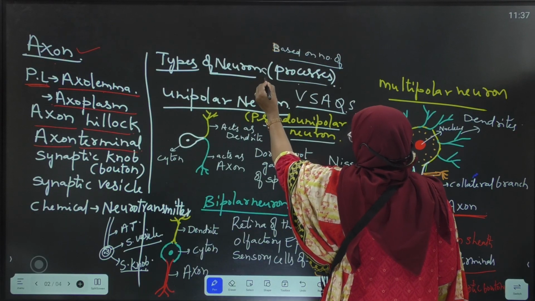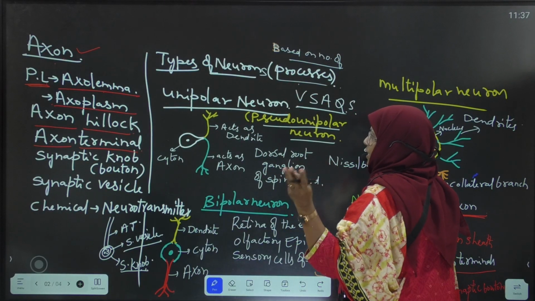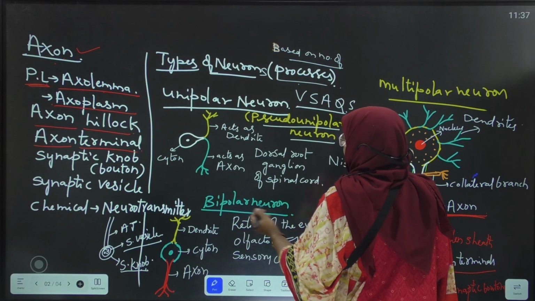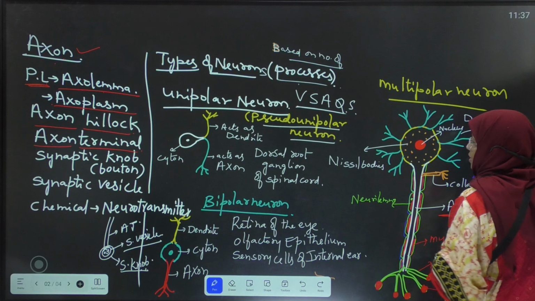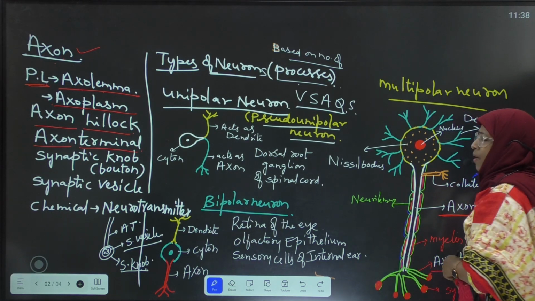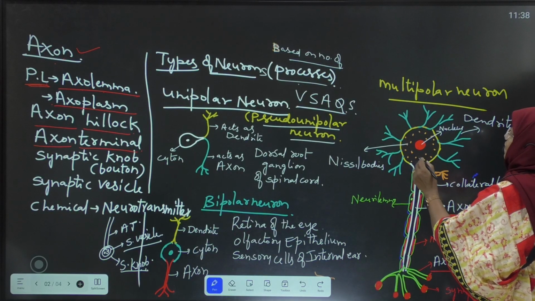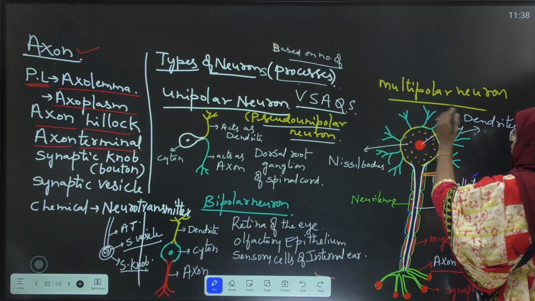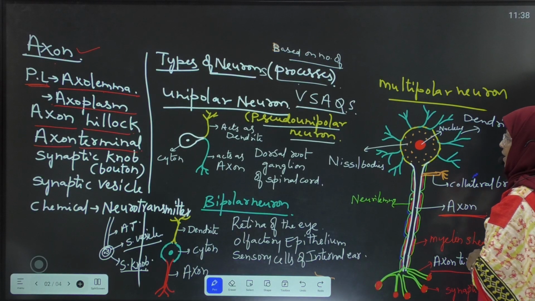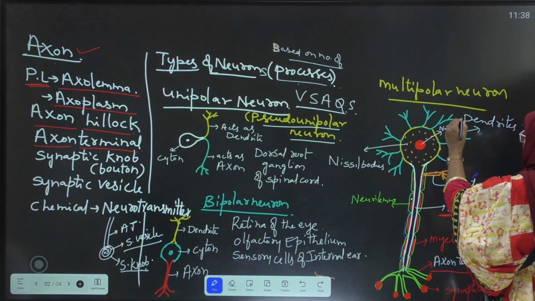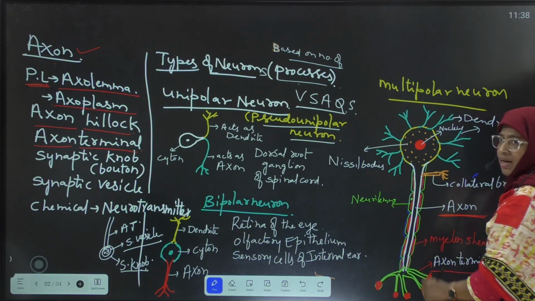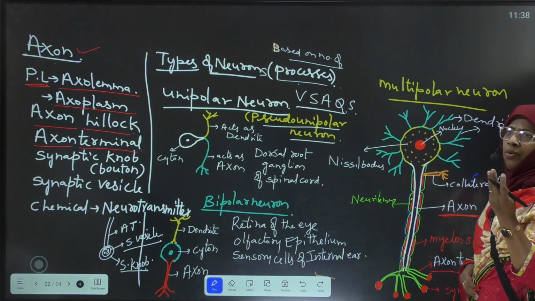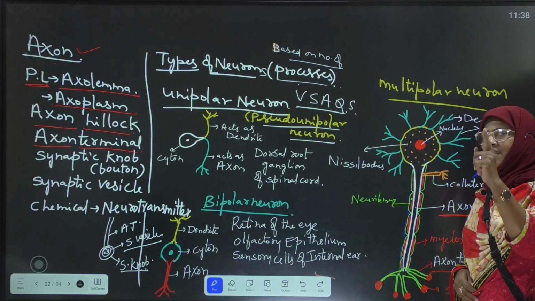Types of neurons based on the number of processes. They are of 3 types: unipolar neurons, bipolar neurons, and multipolar neurons. We already discussed the multipolar neuron. A multipolar neuron is a neuron which consists of a cyton, the nerve cell body, many dendrites, and a single long unbranched process called axon. Multipolar neuron consists of cyton with many dendrites and a single axon.